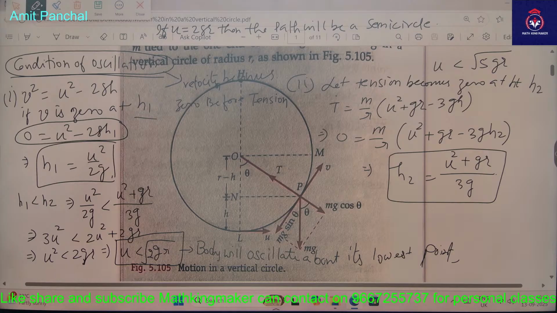Okay, so now what will be the condition for the body to leave the circle? It should be greater. So that means h2 will be lesser than h1. But isn't it always lesser, sir? No, it will not always be lesser. That is the condition.